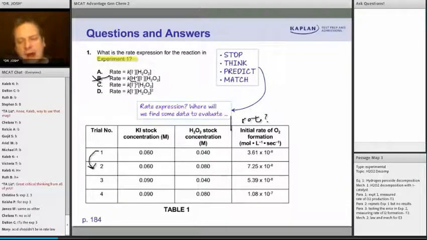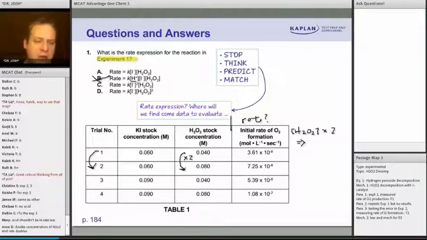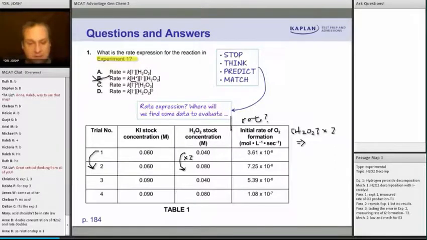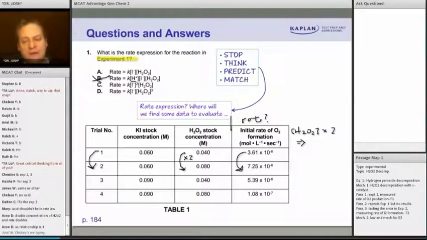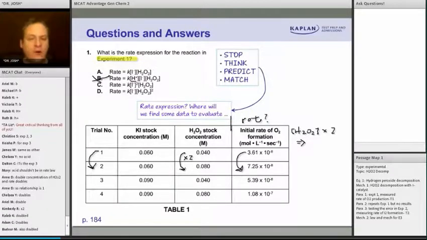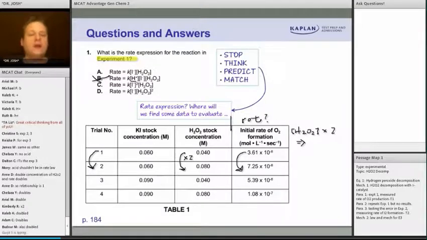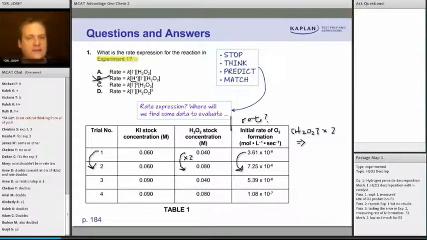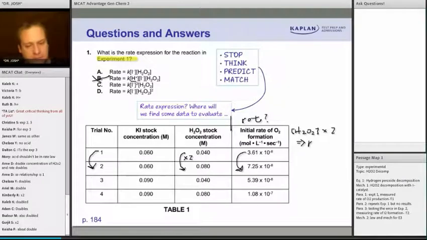Like if we go from trial 1 to trial 2, note, that concentration of H2O2 changes by a factor of 2. So we're going to change the concentration of H2O2 by a factor of 2. And the question should be, when I change B, how does that affect the rate? So if you look at the rate here, how is that affected? Well, if we double H2O2 from 0.04 to 0.08, notice how the rate goes from 3.6 to 7.2, almost exactly doubled. And that's going to be perfect. So note the rate has doubled.